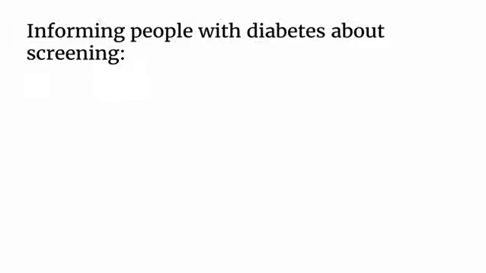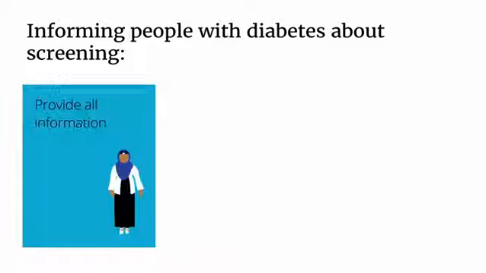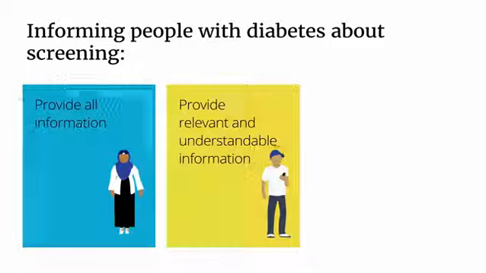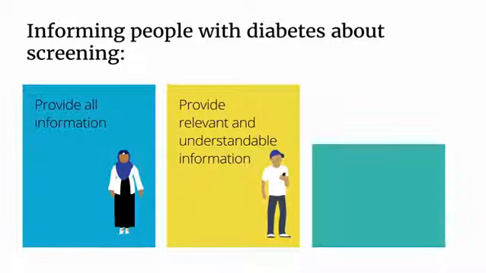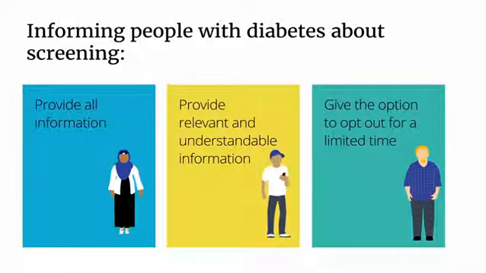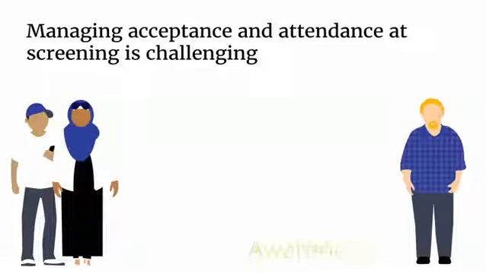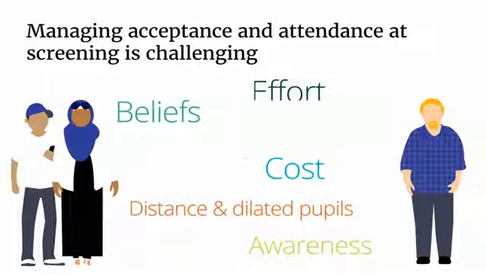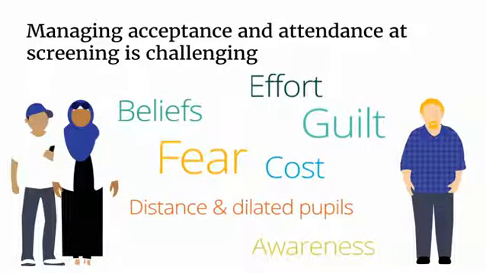Appropriately informing people with diabetes about screening includes providing them with all the information they need to make an informed choice to attend, providing relevant information in a language and method they can understand, and giving them the option to opt out of screening for a limited time after providing all the relevant information. Even in highly resourced settings, managing the acceptance and attendance of screening by people with diabetes can be challenging.